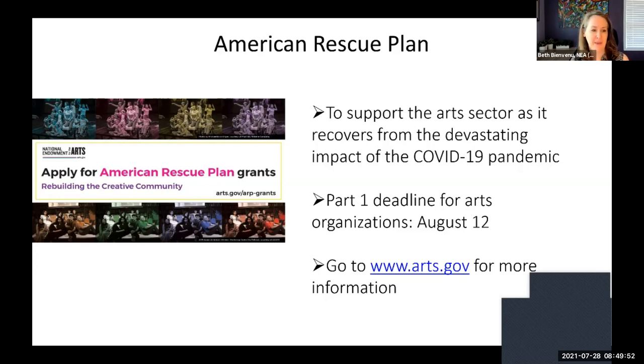And then there's also an image on our screen. It's a logo that we're using to promote the rest of the ARP funds. It says apply for American Rescue Plan grants, rebuilding the creative community, arts.gov/ARP-grants. And that's where you can go to find information on the Q&A sessions.